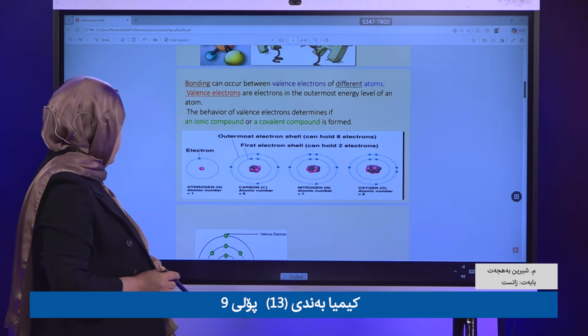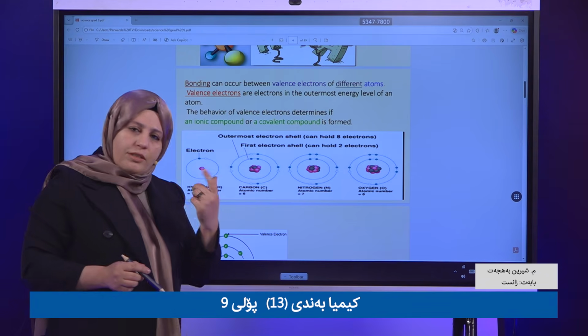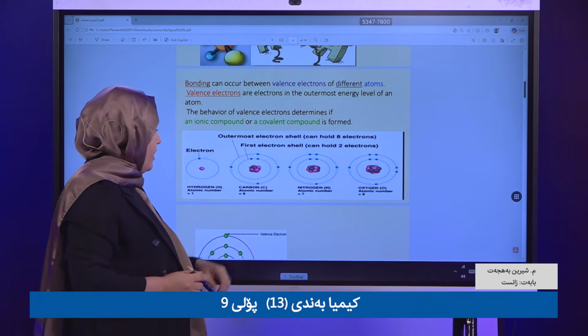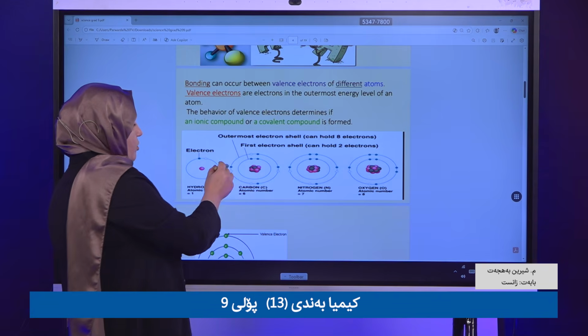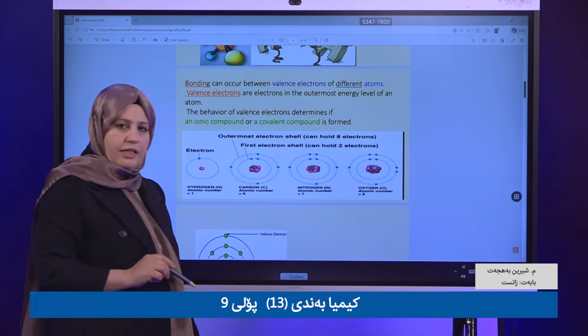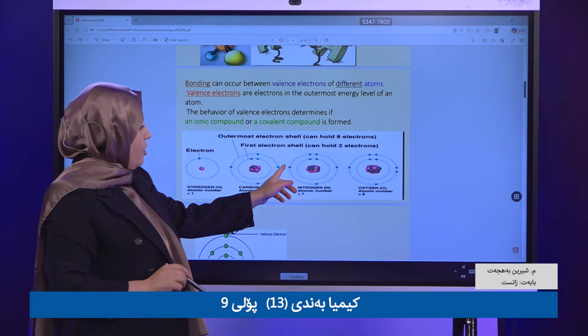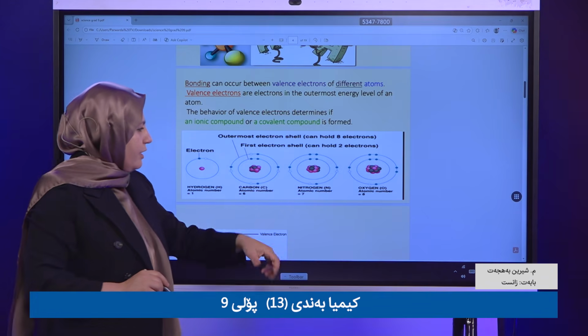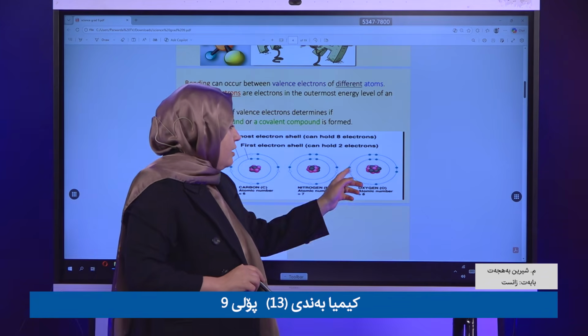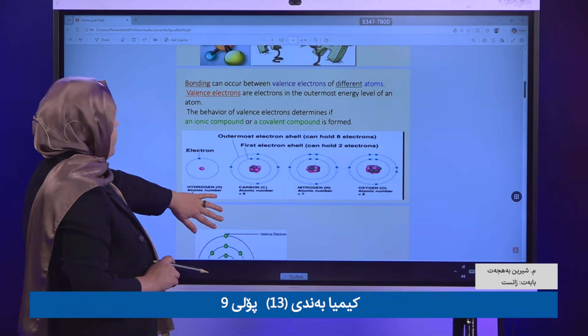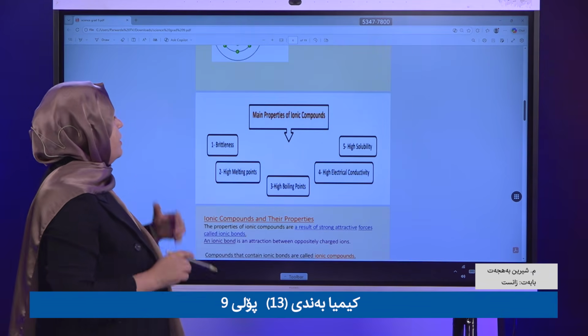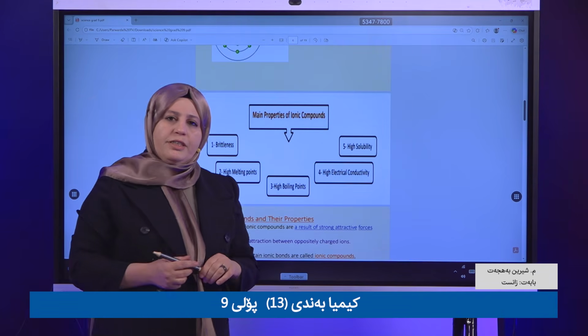For example, we have hydrogen. It has only one valence electron. And we have carbon. How many valence electrons does it have? 1, 2, 3, 4. It has 4 valence electrons. And nitrogen has how many valence electrons? 1, 2, 3, 4, 5. And oxygen has 7 valence electrons. Clear? Let's go.